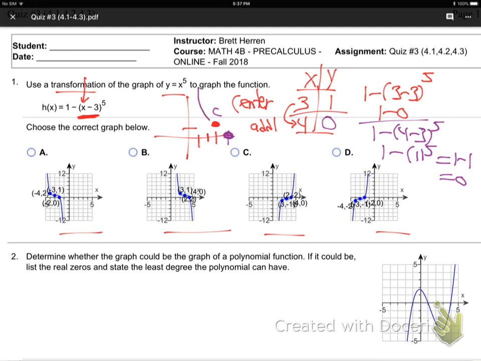So that means the snake must be doing something like this. This is the center, 3, 1. This is the other point, 4, 0. So which one looks like that? Goes down to the right. This one goes down to the right. Oh, but it's over on the left side. So it's not A. This one goes down to the right, but it looks like the center's 4. Oh, yeah, it does. It has 3, 1 is the center. It has the point 4, 0. There it is. Answer B.